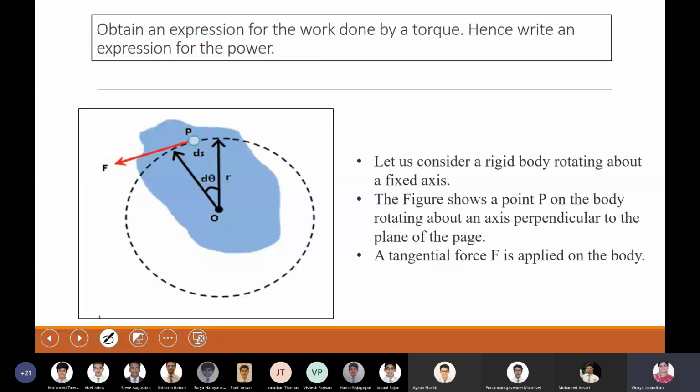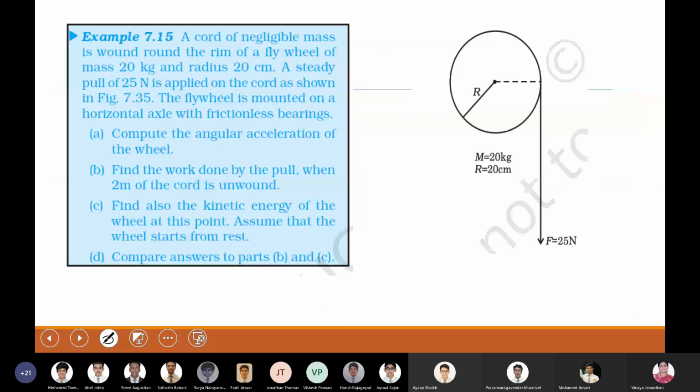Go for the next numerical. Okay, so this is a textbook numerical. You need not copy down the numerical. Now look at this. A cord of negligible mass is wound around the rim of a wheel of mass 20 kilogram and radius 20 centimeter.